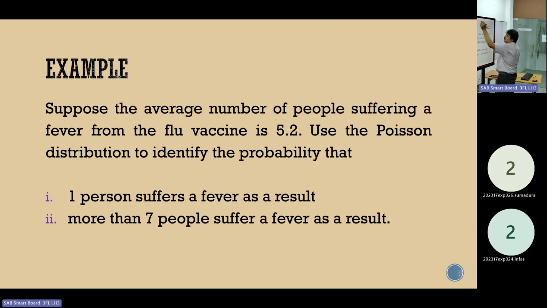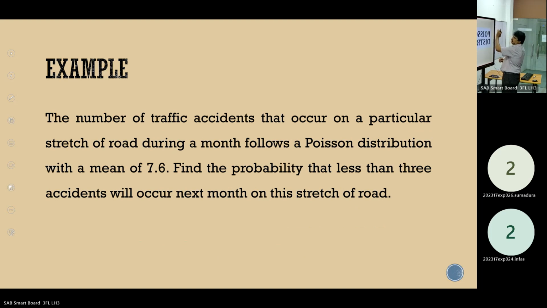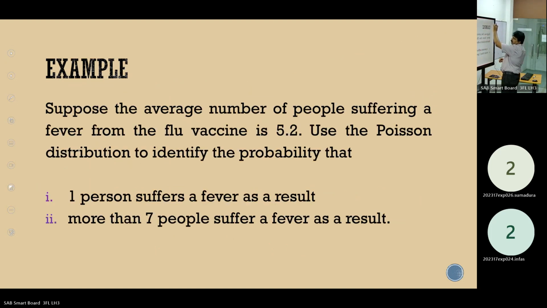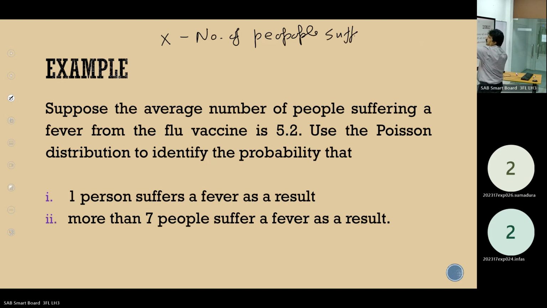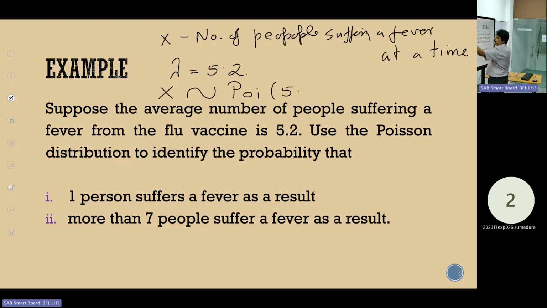So here, X is the number of people suffering a fever at a time. That's the duration. Lambda, the mean given, is 5.2. They have said to use the Poisson distribution, so X follows Poisson with 5.2.